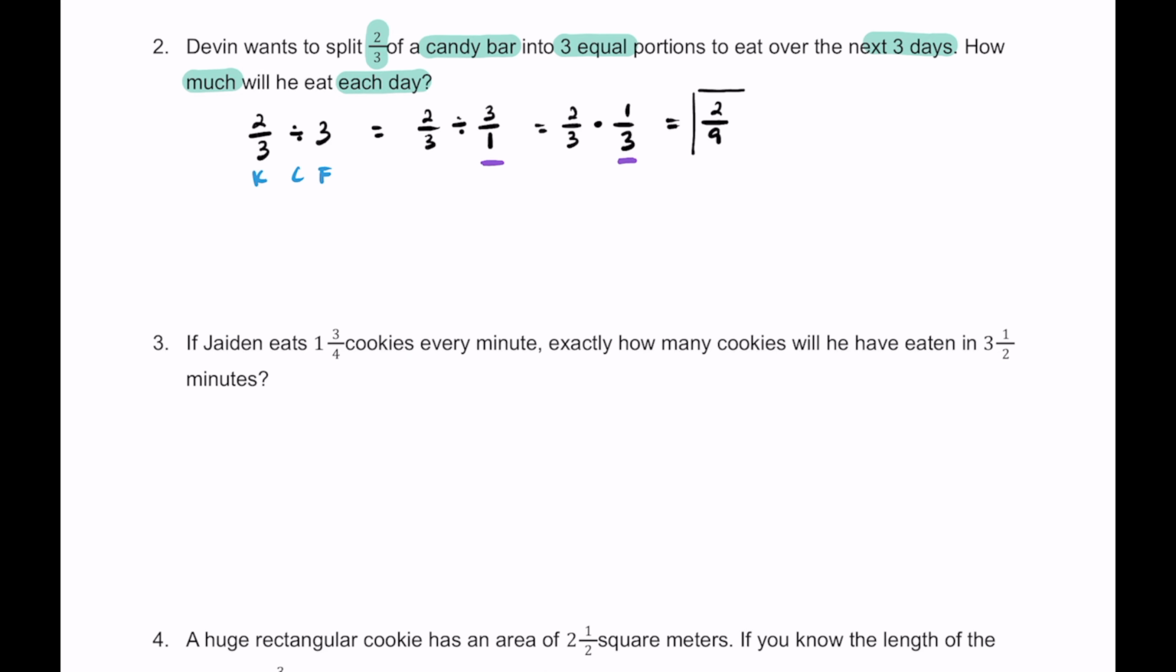So if Devin wants to split this evenly, each day he's going to have 2/9 of the candy bar. And of course, you want to check this then. If day 1 he has 2/9, and on day 2 he has 2/9, and day 3 he has 2/9, then altogether for 3 days that's going to be 6/9, which is equal to 2/3. So that equals the original candy bar. So that makes sense.